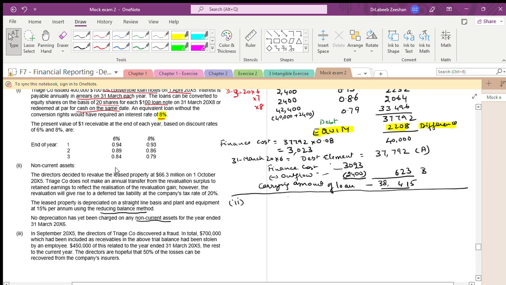$66.3 million. Okay. How much have they valued? They have valued it at what rate? The directors have revalued the leasehold property at 66.3, and that does not make any transfers, all those things. Fine.